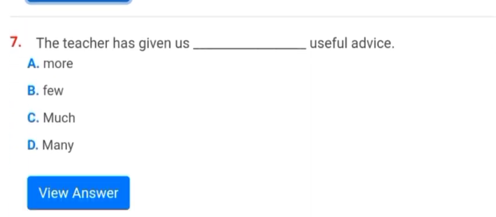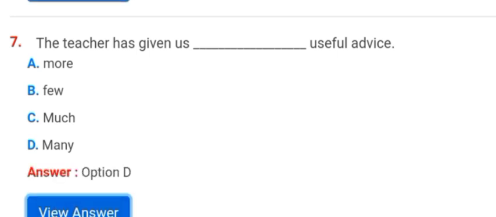Question number 7. The teacher has given us this useful advice. A: more, B: few, C: mass, D: many. Correct answer: D. The teacher has given us many useful advice.